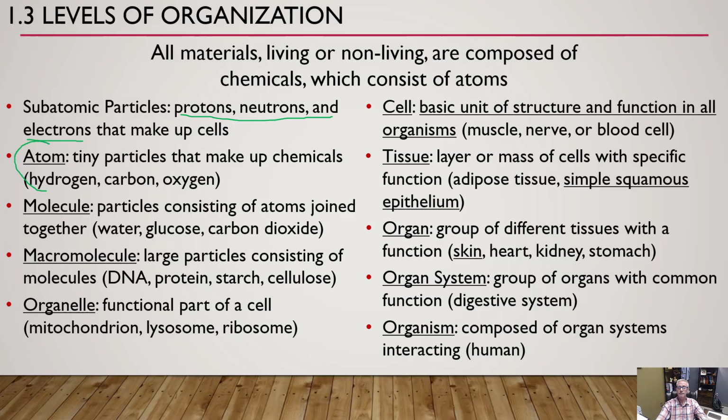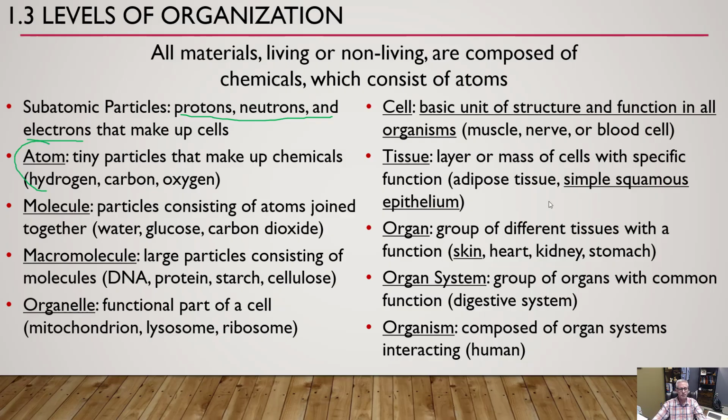And when we have a bunch of tissues working together to form a common function, we say that's an organ. Your skin is an organ, your heart is an organ, your kidney, your stomach, your small intestine. And when we have a bunch of organs working together, that's an organ system. For example, your digestive system is composed of your mouth, your esophagus, your stomach, your small intestine, your large intestine, your rectum, anus. And finally, when we have a bunch of organ systems working together, that constitutes an organism. And in our case, we're talking about humans.